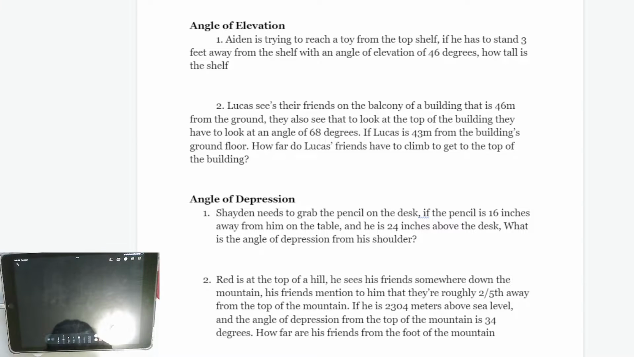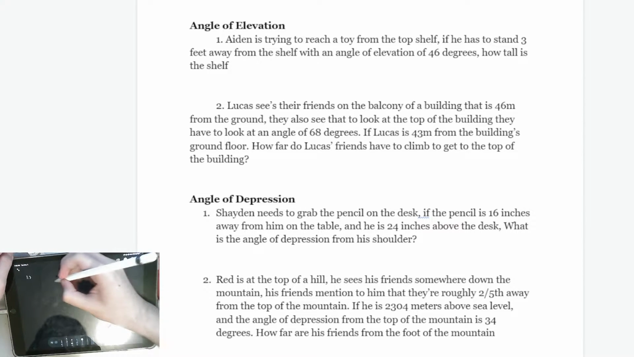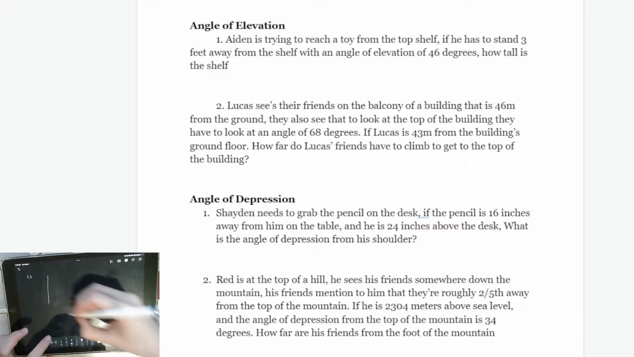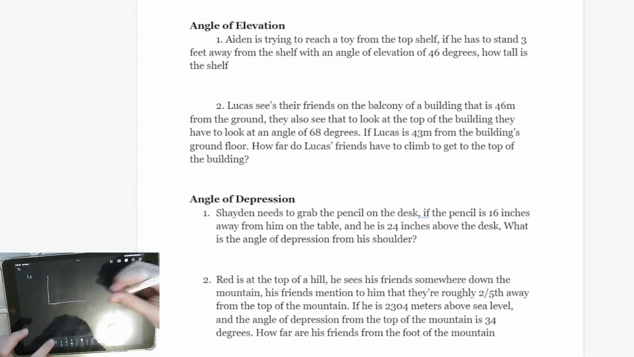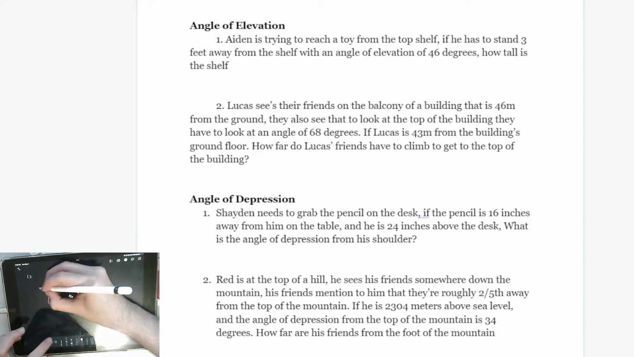For the first problem, it says here, Aiden is trying to reach a toy from the top shelf. If he has to stand 3 feet away from the shelf with an angle of elevation of 46 degrees, how tall is the shelf?